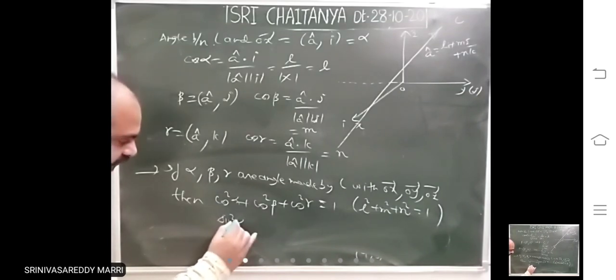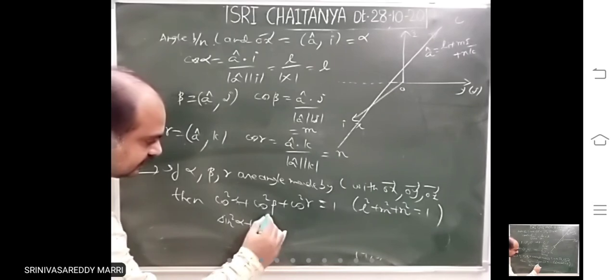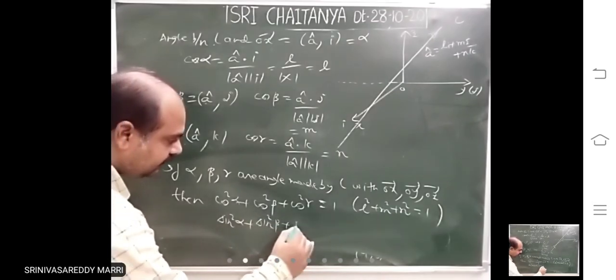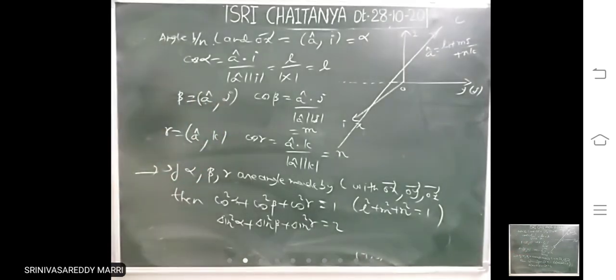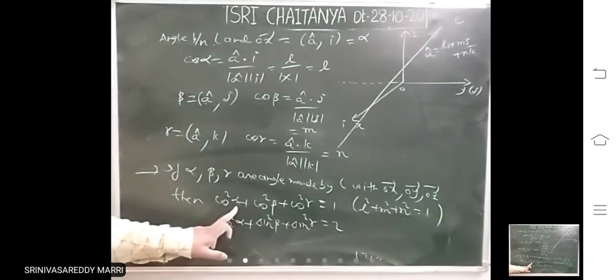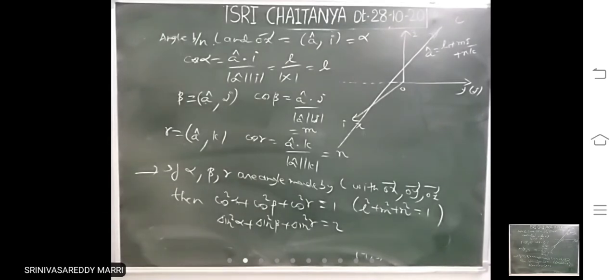Sin square alpha plus sin square beta plus sin square gamma is nothing but 2. You write this as 1 minus sin square, 1 minus sin square, 1 minus sin square, and you will get this as 2. If a line makes angles alpha, beta, gamma with OX, OY, OZ, then cos square plus cos square plus cos square is 1. That is the relation. One problem left.